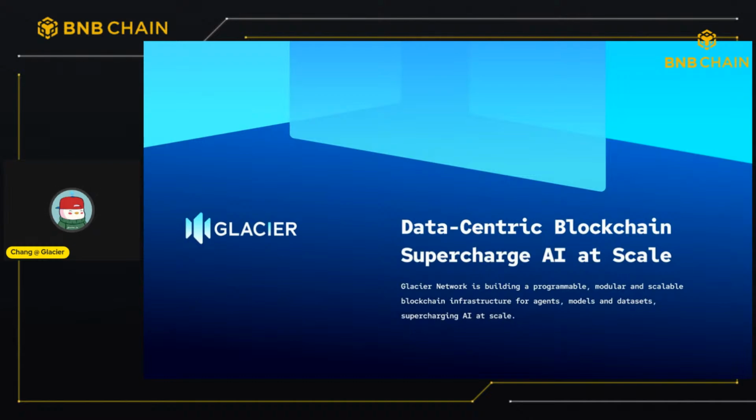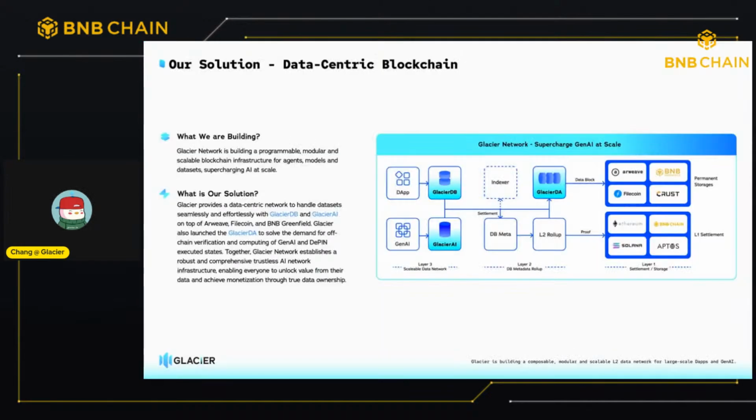We are building a data-centric blockchain to supercharge AI, and we want to do that at scale. We have been building solutions with Glacier since late 2022, and now we have infrastructure including Glacier DB, Glacier AI, and Glacier DA, which used to be more at the developer level. In simple words, we try to build an infrastructure where dApps that require decentralized data are no longer complex or time-consuming, but are built on pre-built components and modules, because that way it's more streamlined and efficient.